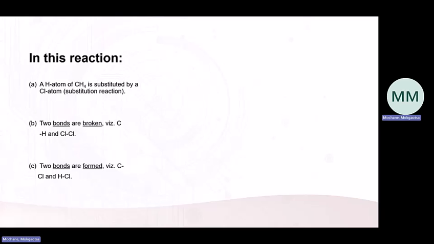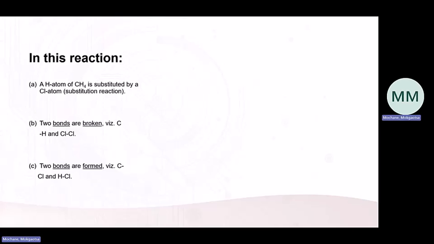Secondly, there are 2 types of bonds that are broken in this particular reaction. You've got the C-H bond being broken. You've got the Cl-Cl bond being broken. There are also 2 bonds that are formed in this particular reaction. You've got the C-Cl bond forming. You've got also the H-Cl bond forming.